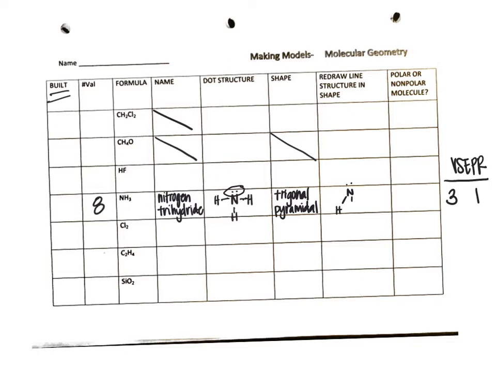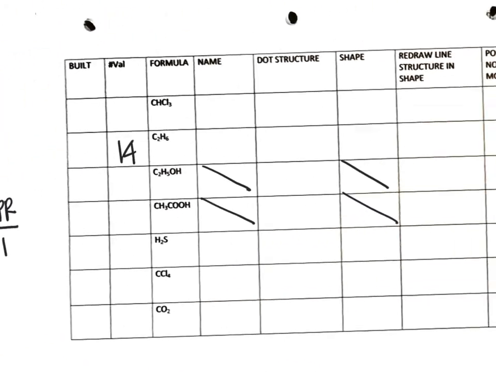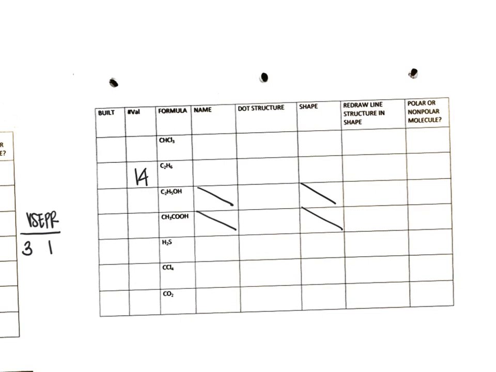So trigonal pyramidal actually looks like that. The lone pair on nitrogen pushes those hydrogens away as much as possible. That's as far as you're going for today. So again, you're never going to have anything in the built column, and polar nonpolar is going to be for next week. So we're going to look at a second example on our second page.